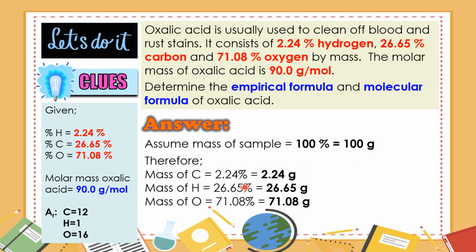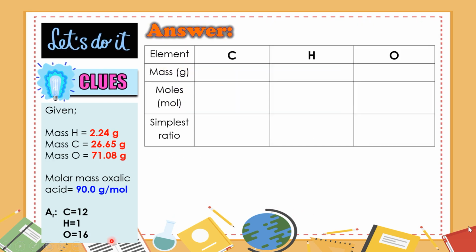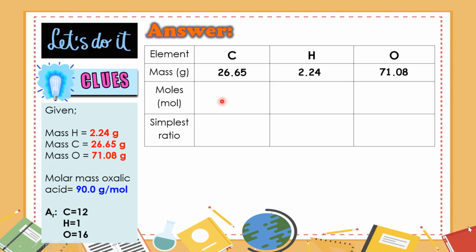So therefore, we know that the mass of hydrogen is equal to 2.24 gram, mass of carbon 26.65 gram, and mass of oxygen is 71.08 gram. Okay, for the second calculation, you can draw a table like this to calculate the empirical formula of oxalic acid. From the previous calculation, we already know the mass of hydrogen, carbon, and oxygen. Therefore, you can substitute all the values into the table.